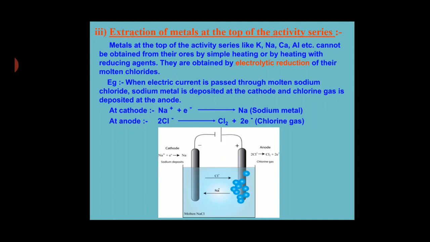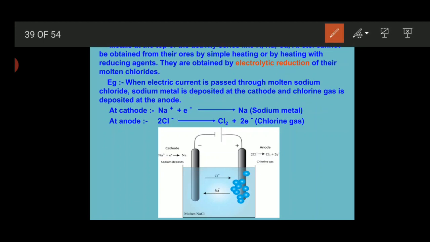Now let's understand with one example. Here, when electric current is passed through molten sodium chloride, if you see in this figure, there is one beaker. In that beaker, sodium chloride is taken and two electrodes are kept in this beaker, attached to the battery. One electrode is the cathode with the negative terminal and one electrode is the anode with the positive terminal. So what will actually happen? Sodium metal is deposited at the cathode and chlorine gas is deposited at the anode. How does it actually work? Let's see.